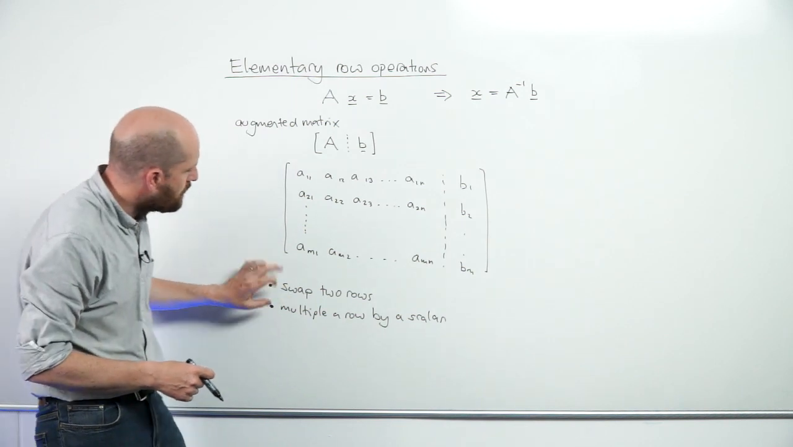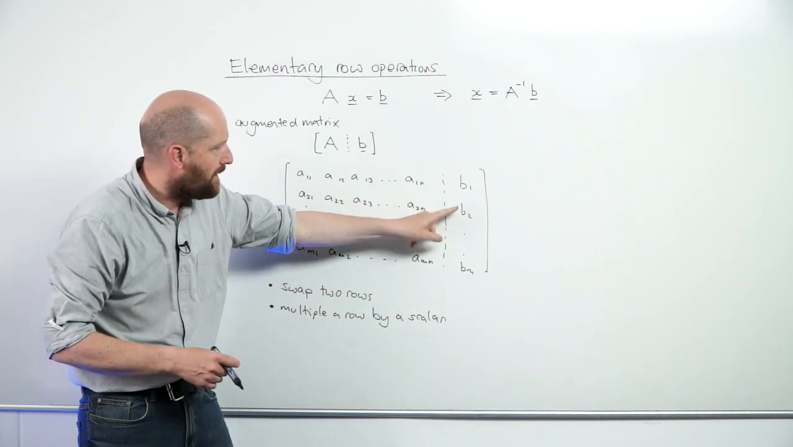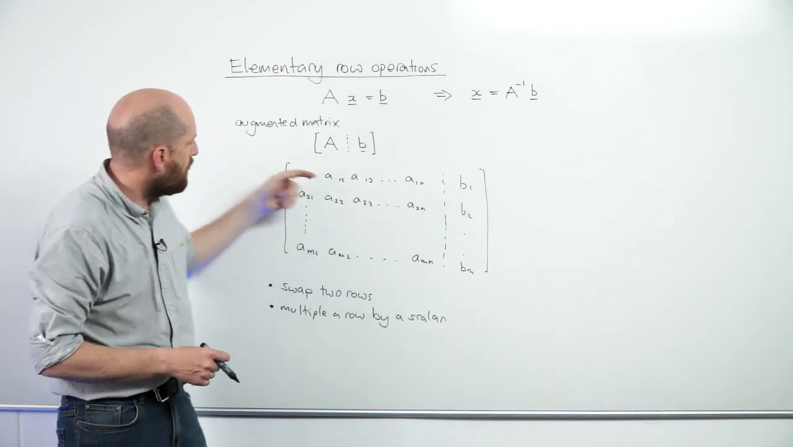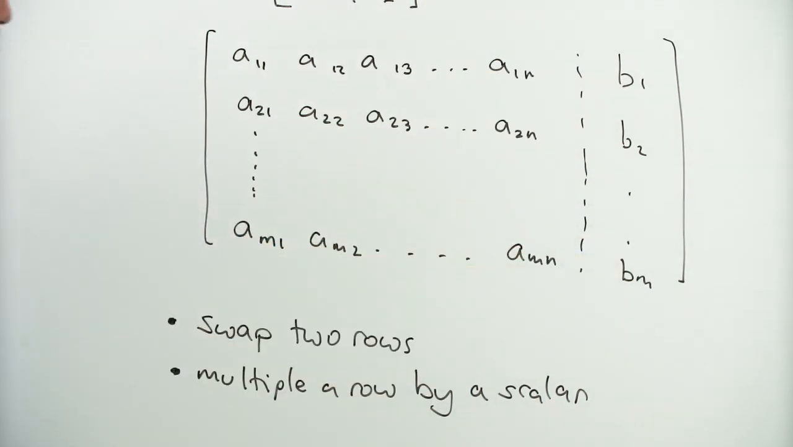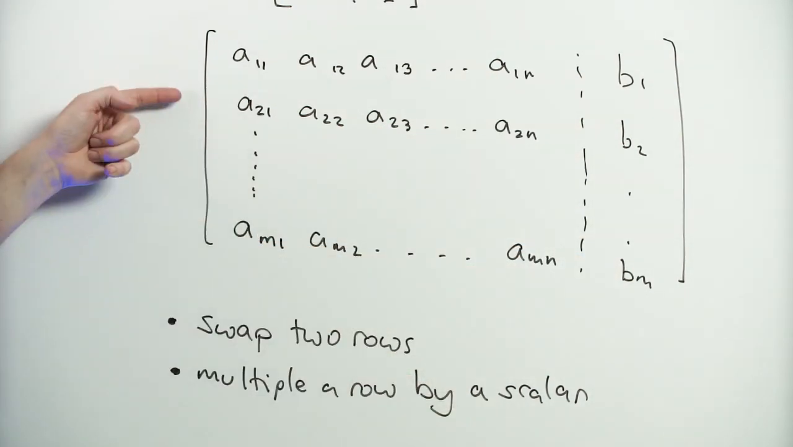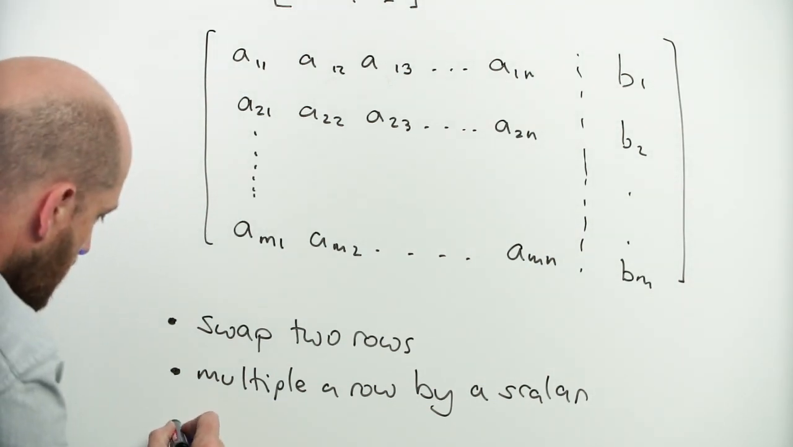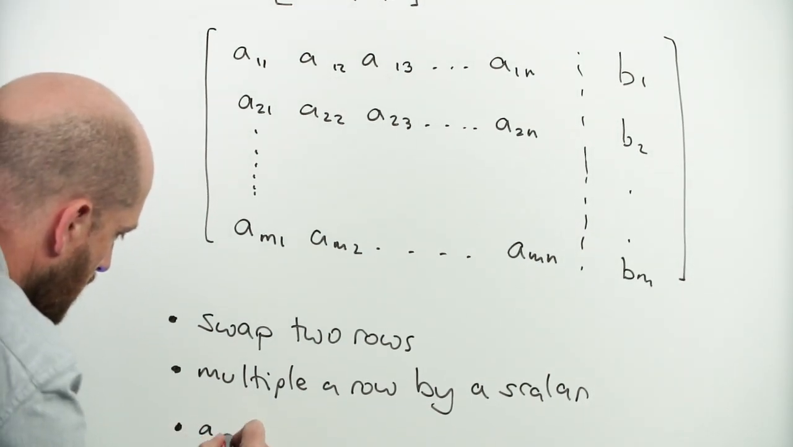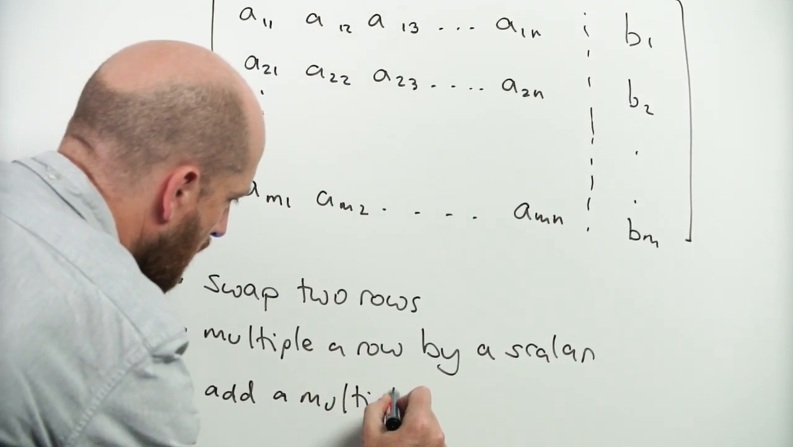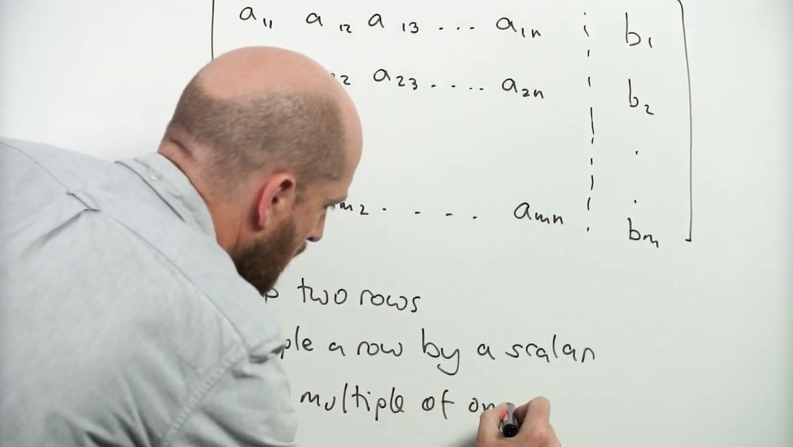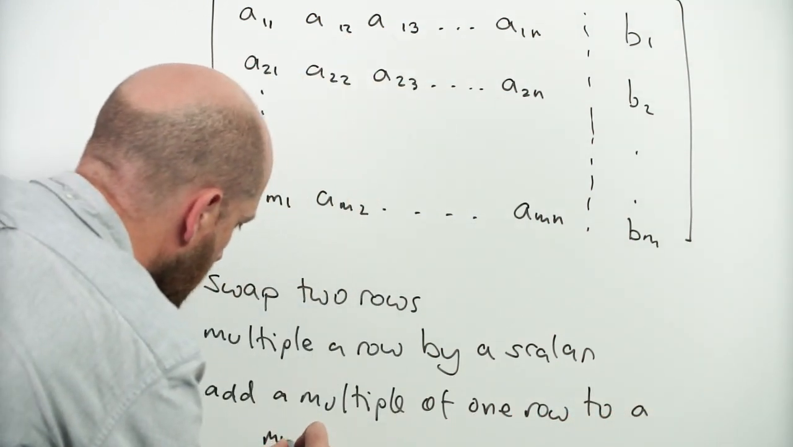And exactly the same as when we swap two rows, when we do something to a row, we do it to the whole row, including the B value. So when we swap row 1 and M, the B value swaps as well. And when we multiply a row by a scalar, it's the whole row, including B. The final thing we can do is add a multiple of one row to another. In fact, to a multiple of another row.